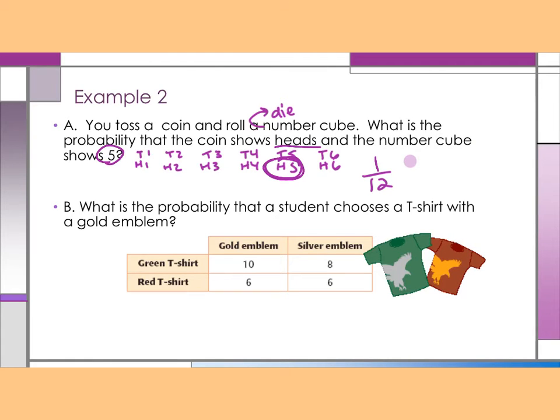So it's 1 out of 12. Your answer can either be 1 out of 12 like that, which is actually exact. That's probably preferable. Or if it gives it to you in decimal form, you would just do 1 divided by 12, which is 0.08. And if you did it in percent, it'd be 8%, because you move your decimal place 2 places to the right.